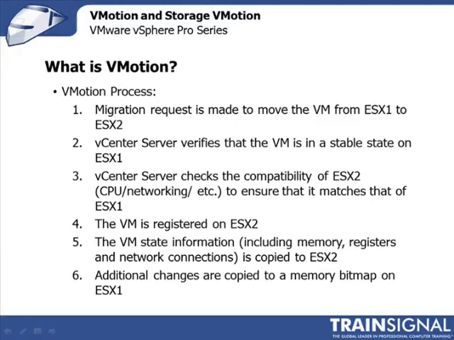Here's an overview of how the vMotion process works. The first step is the migration request is made to move the virtual machine from ESX1 to ESX2. Next, the vCenter server verifies that the virtual machine is in a stable state on ESX1. Next, the vCenter server checks the compatibility of ESX2, which includes the CPU and networking, to ensure that it matches that of ESX1. Next, the virtual machine is registered on ESX2. Then the virtual machine state information, which includes memory, registers, and network connections, is copied to ESX2. Next, any additional changes are copied to a memory bitmap on ESX1.